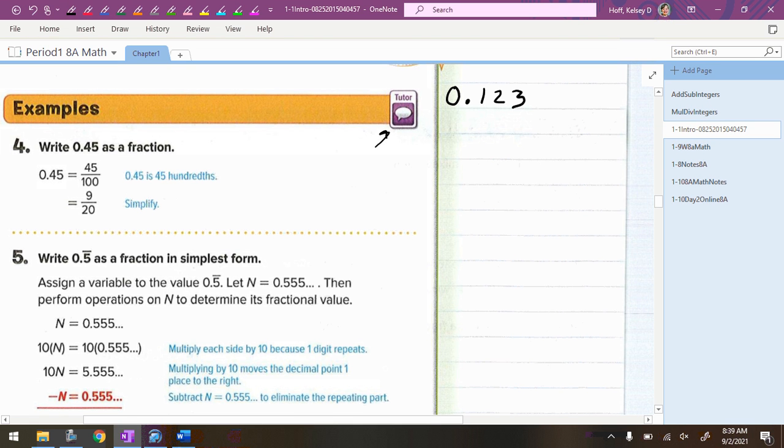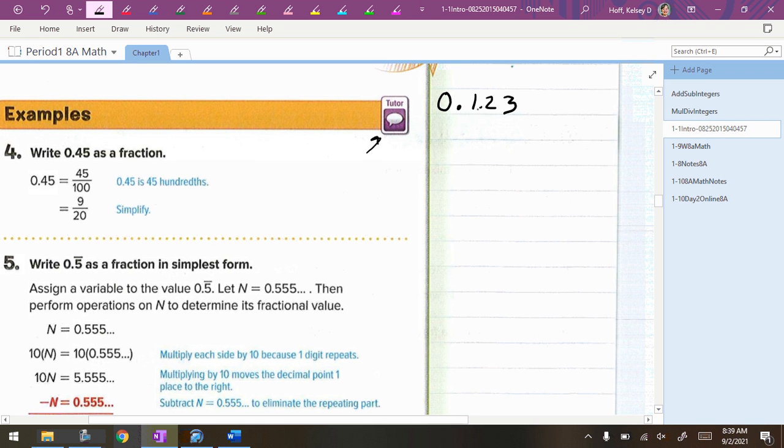Tenths. Very good. We're going to write that down. The 1 is located in the tenths location. The 2 is located in the hundredths. Very good. And the 3 is located in the thousandths.